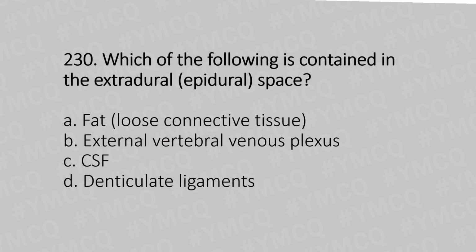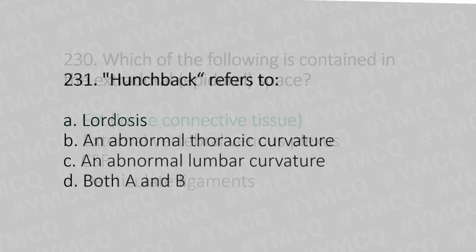Now let's move to question number 230. Which of the following is contained in the extradural or epidural space? Option A, fat or loose connective tissue. Option B, external vertebral venous plexus. Option C, CSF. Option D, denticulate ligaments. And the answer is option A, fat.